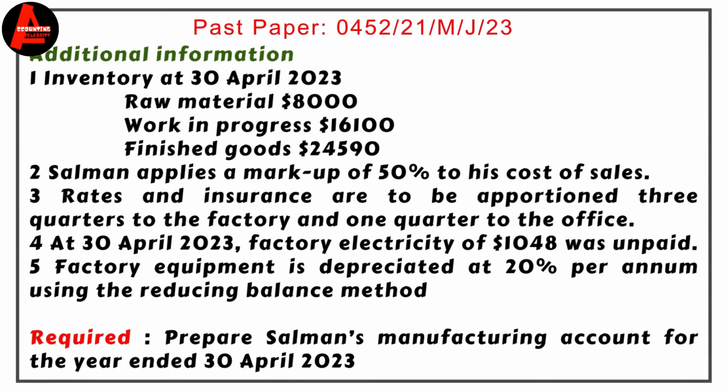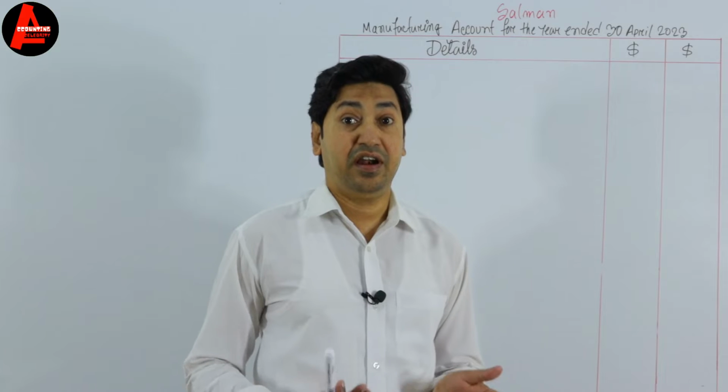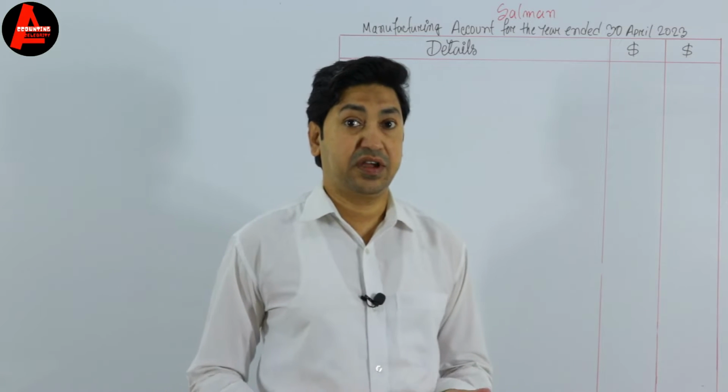Then at the end of the question, we have some more information. We have some additional information. These are actual adjustments. So here we see 5 adjustments. When we prepare the manufacturing account with the balances, we will adjust these adjustments, okay?